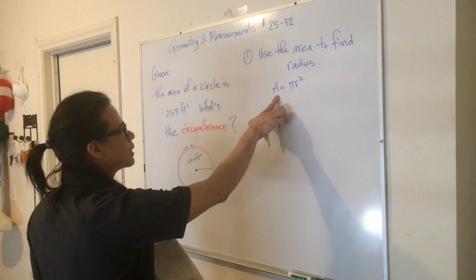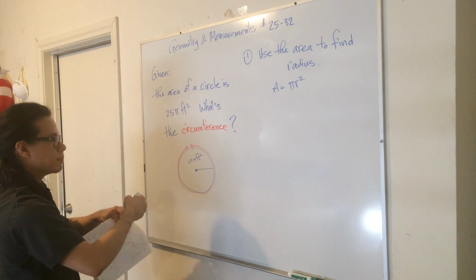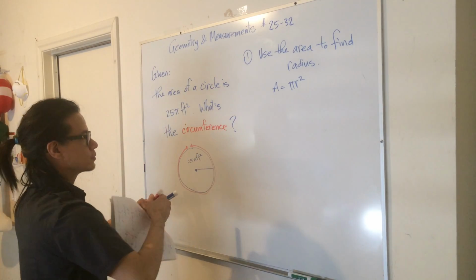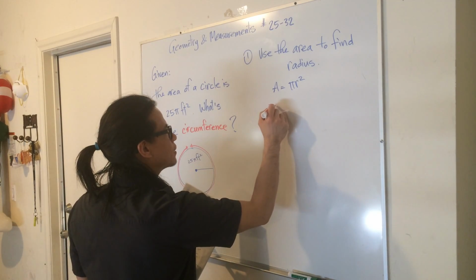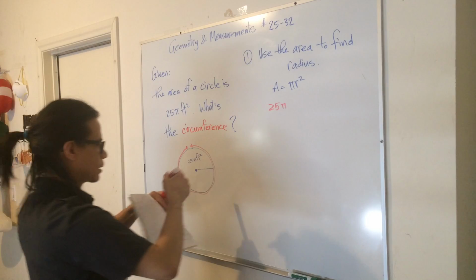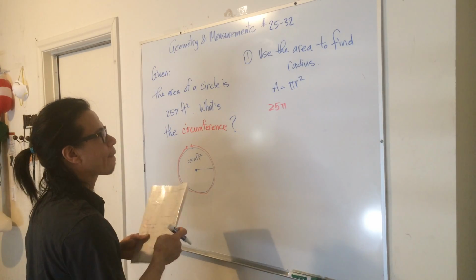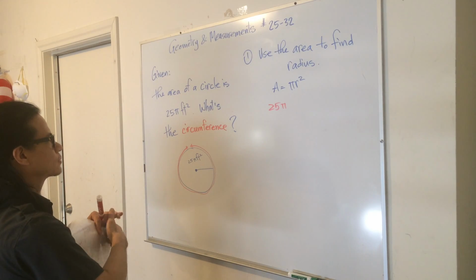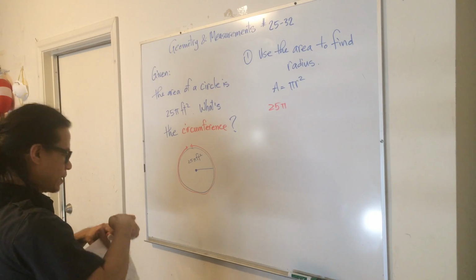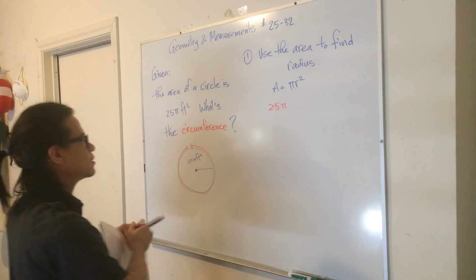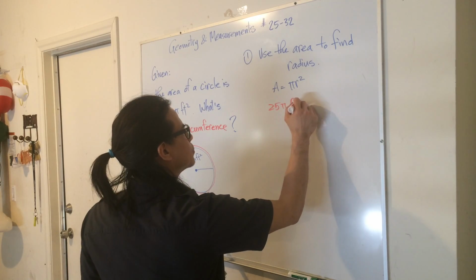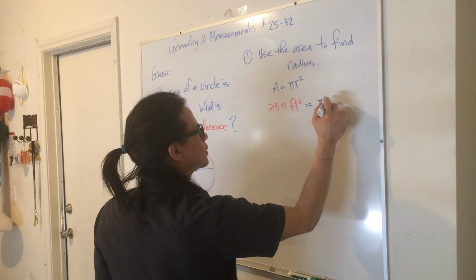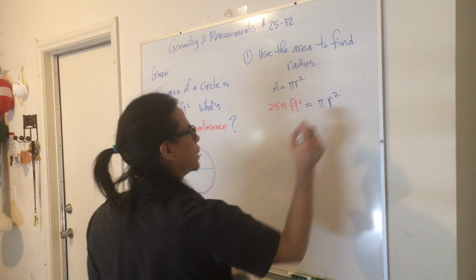Okay, so let's just plug in what we can. I'm going to put 25 pi in for the area here. So 25 pi. I'll even put in the square feet so that when we have the answer, we can know the unit for our answer. So go ahead and put in square feet here. It's equal to pi times radius squared.